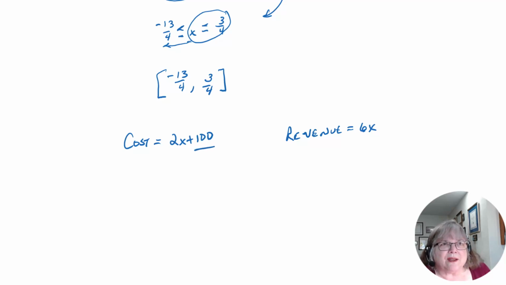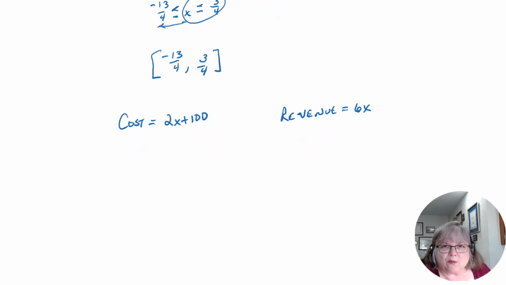Maybe that's for like your electricity, or rent payment or something like that, or some fee. It's just a one-time fee. It's not per unit. It's just a set fee, no matter how many you make. So that if x was 0 and you didn't make any, it would still cost you $100 just to have the business. All right. Now here we go.